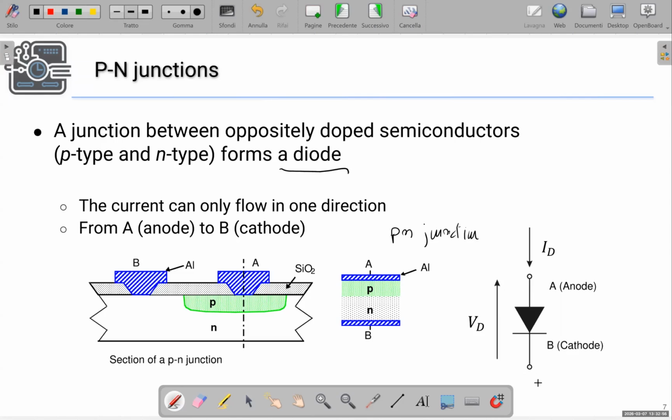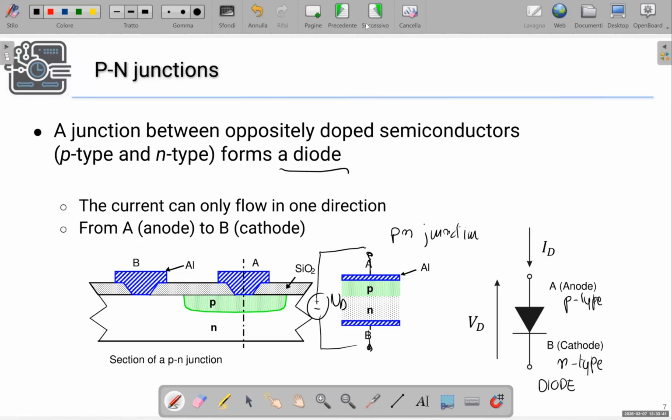It also has its electrical symbol, the one reported here in the slide. It resembles an arrow. Basically, the p-type area corresponds to what is called the anode of the diode. The n-doped area corresponds to the cathode, and from the electrical point of view, this structure can be regarded as a two-terminal element to which, for instance, an external voltage VD can be applied.